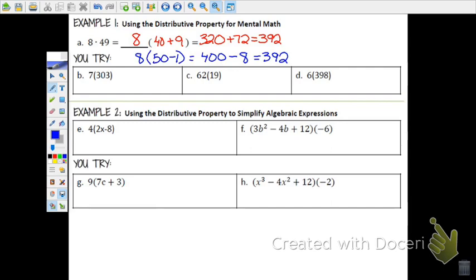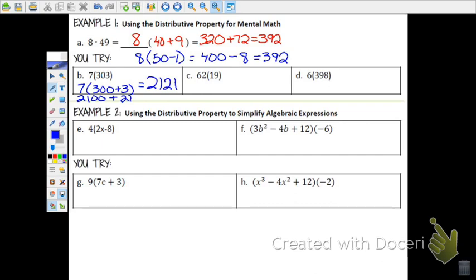So I would like you to now work B, C, and D. So let's take a look at those. For B, I would split my 303 to 300 plus 3. So I'm going to get 7 times 3 is 21. Add the 2 zeros. Plus 7 times 3 is 21, which gives me an answer of 2,121.